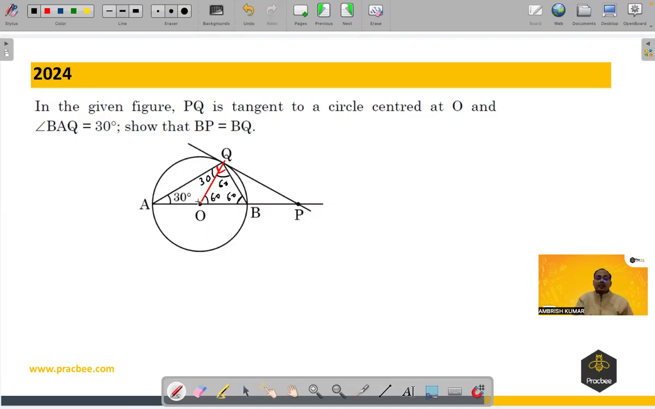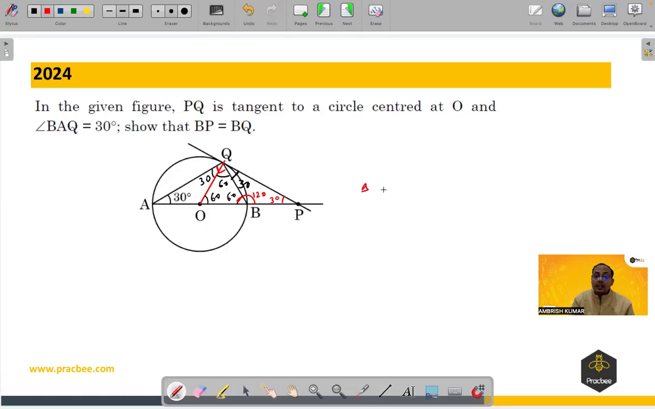Now see, OQ is the radius through the point of contact. So total angle OQP has to be 90 degrees, out of which OQB is 60. So this angle finally is 30 degrees, right? Now see, this is 60 degrees, using linear pair this is going to be 120 degrees. If this is 120, 120 plus 30, 150, so this is going to be 30 degrees.